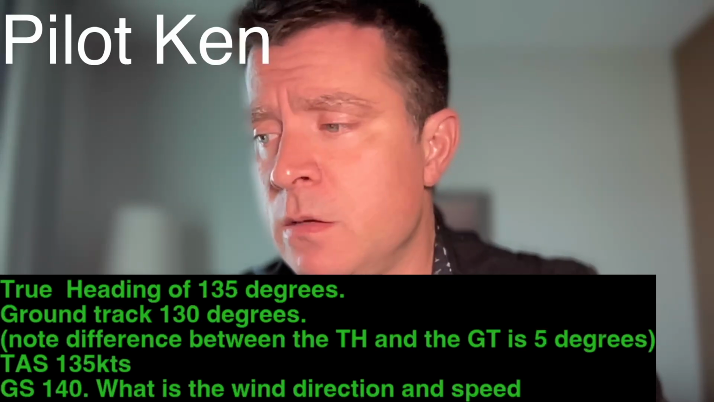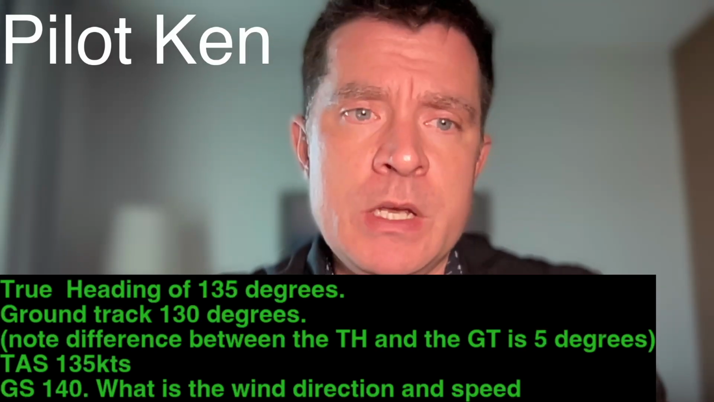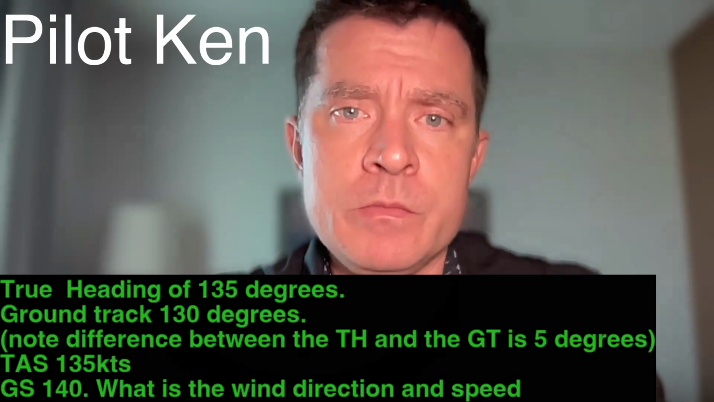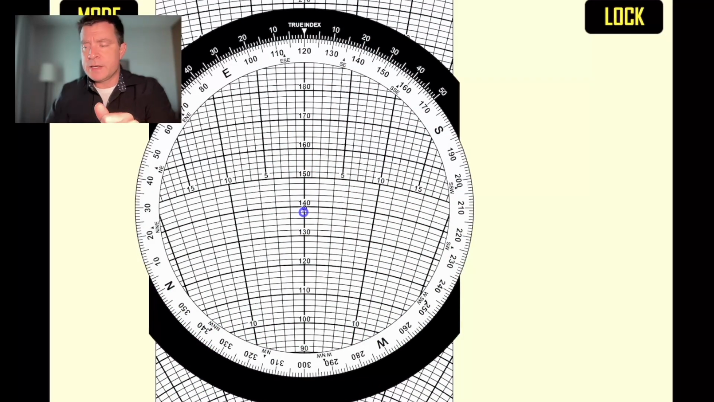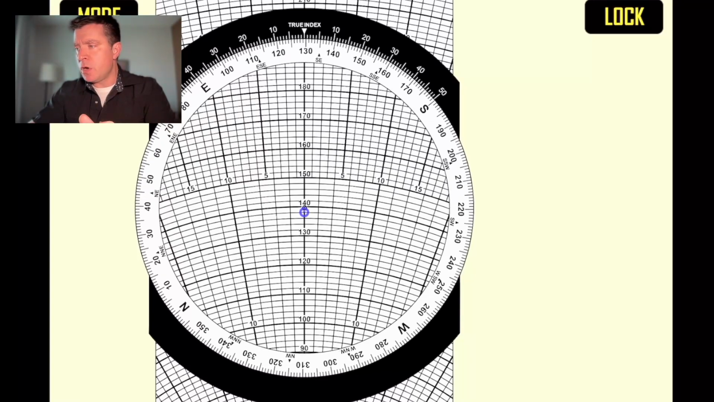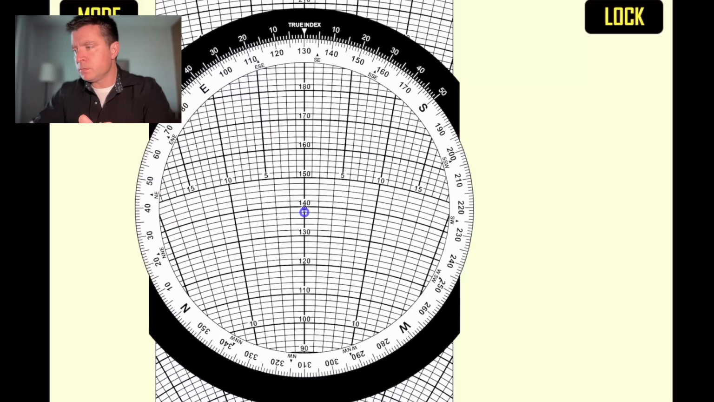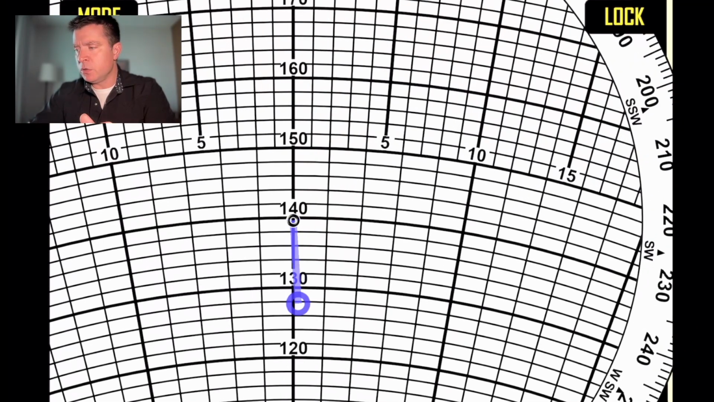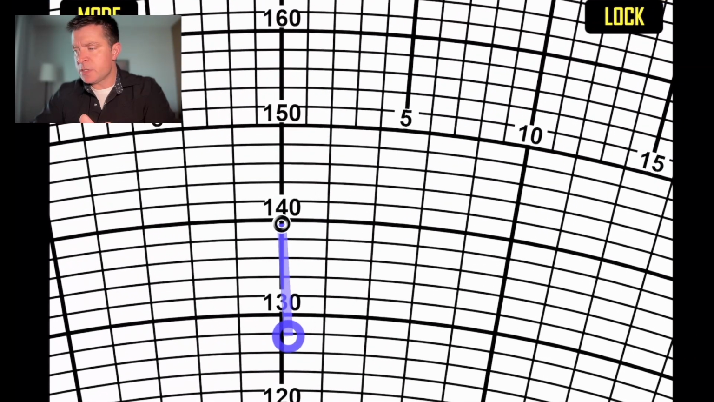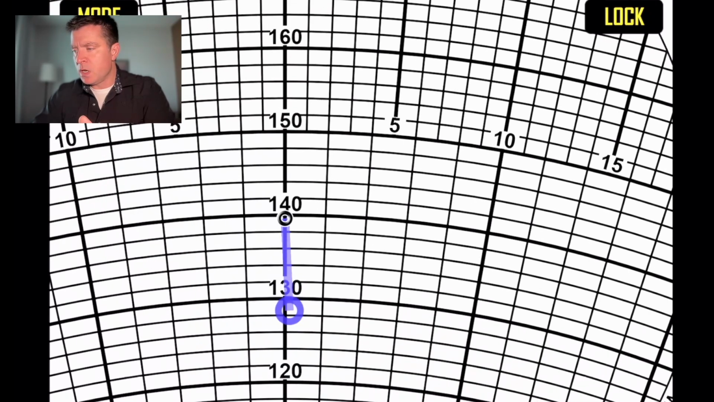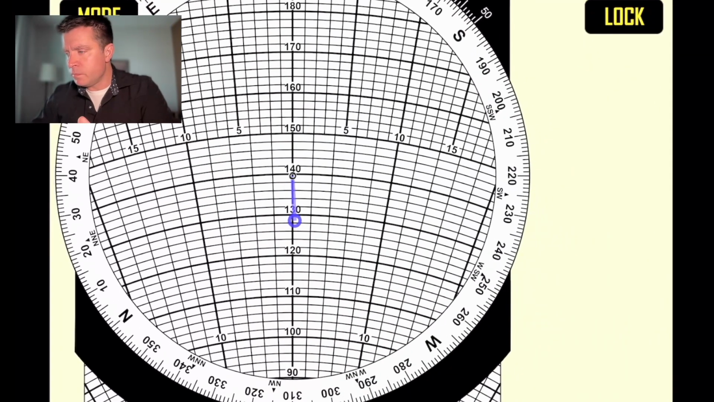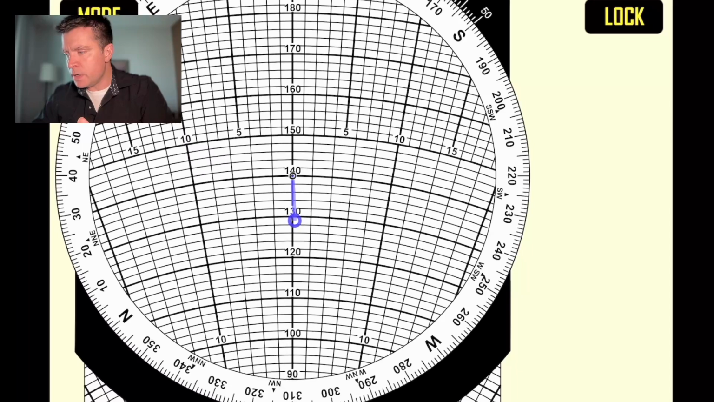So the first step is to find your ground track, 130 degrees, and put it underneath your true index. That is step one. Step two, make sure your bullet, not the blue one that's special to this app, is right on 140. All right, put it right on 140.